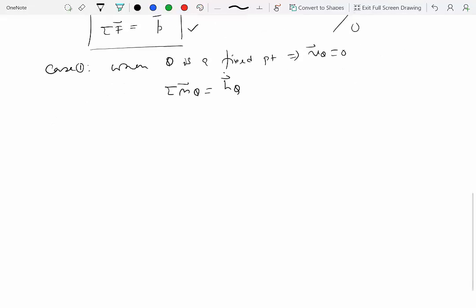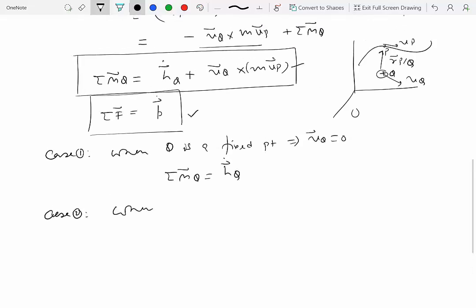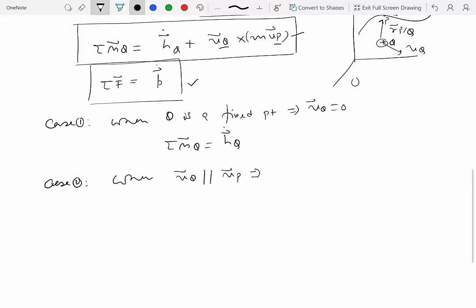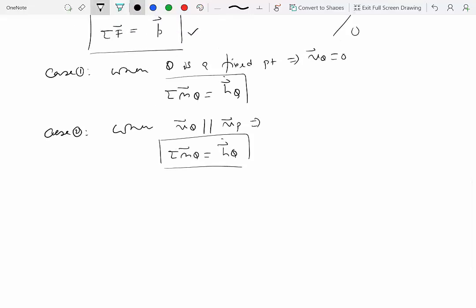Another case would be when, let's look at here, vq and vp are parallel to each other. So when vq is parallel to vp, then vq cross mvp would be 0. Even in that case, we will obtain the same relationship, which is that sigma mq is equal to h dot q, right? So we get the same relationship as we get over here.